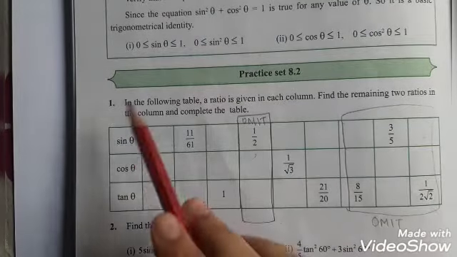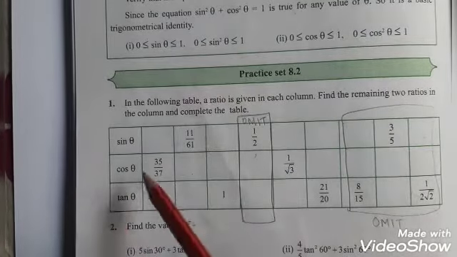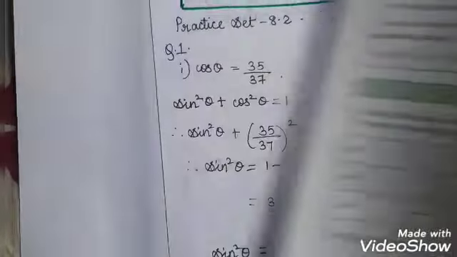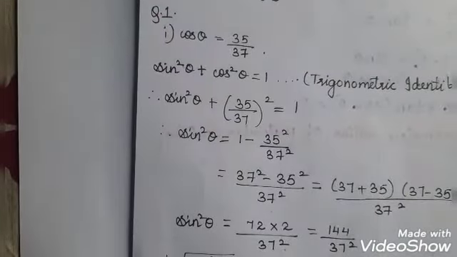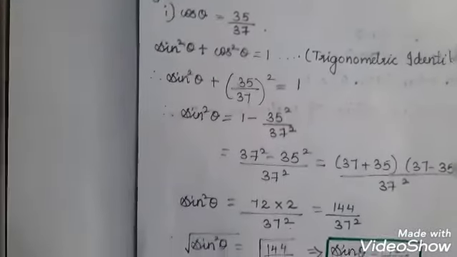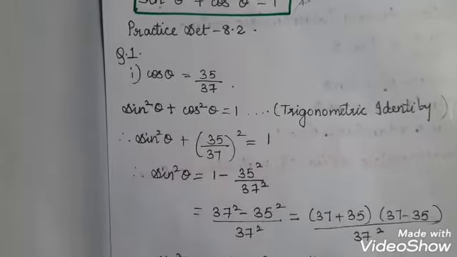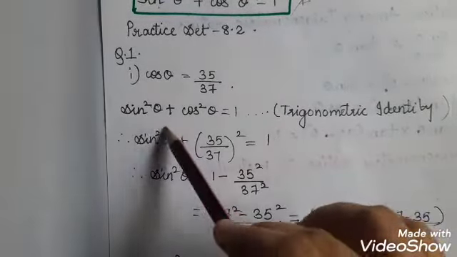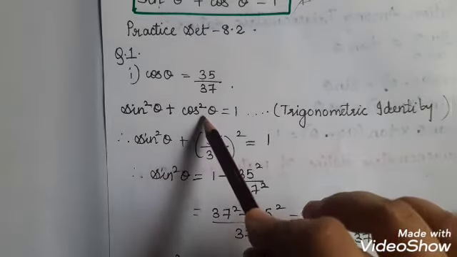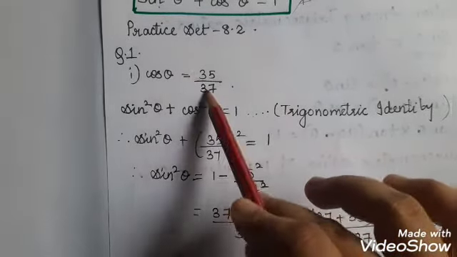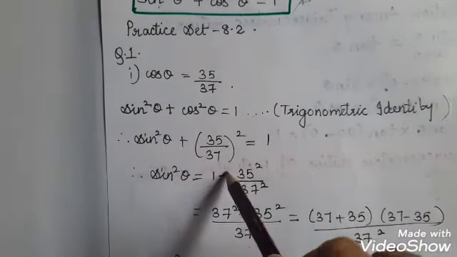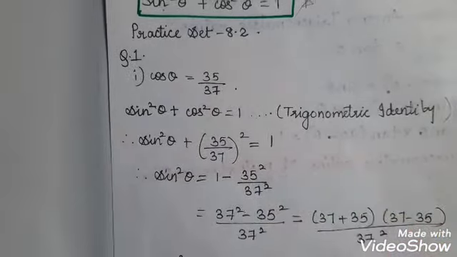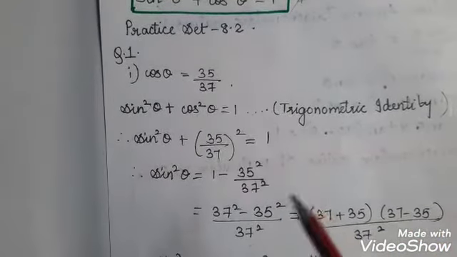Now let us see sub question 1, where cos theta is given and I have to find sin theta and tan theta. Now here I am going to use the equation, trigonometric identity equation, that is sin square theta plus cos square theta is equals to 1. I don't know what is sin square theta, but yes, I know what is cos theta because it is given to us as 35 upon 37.